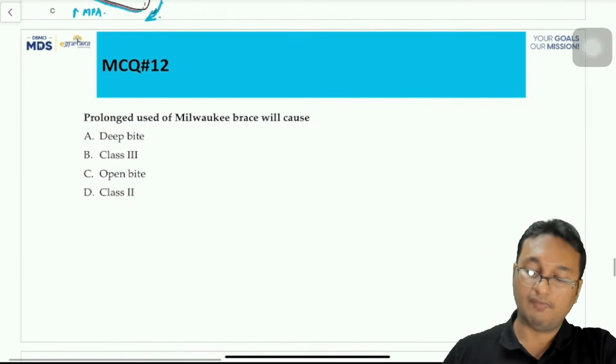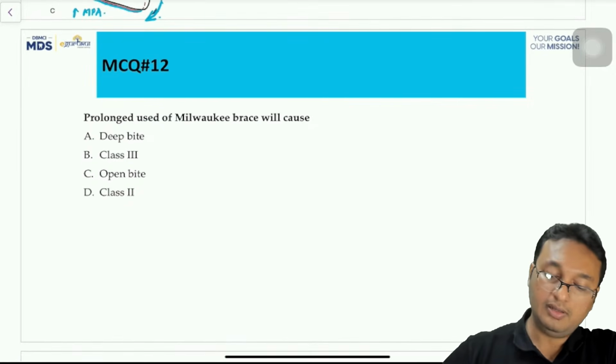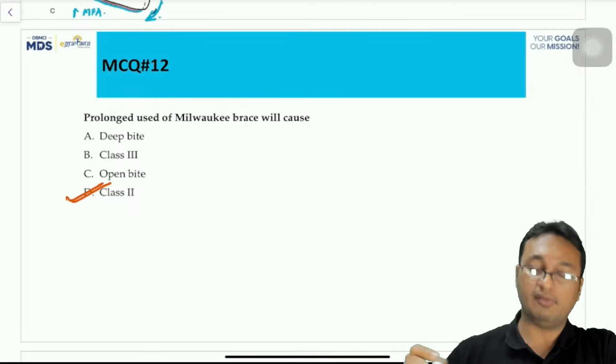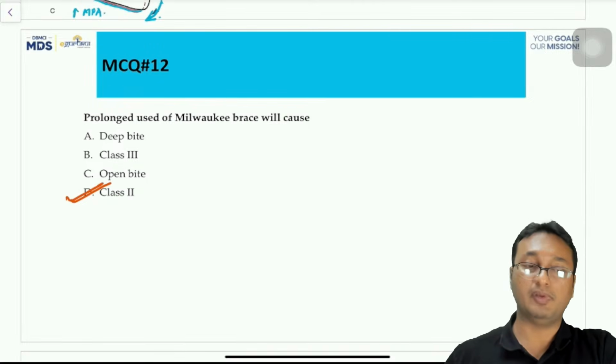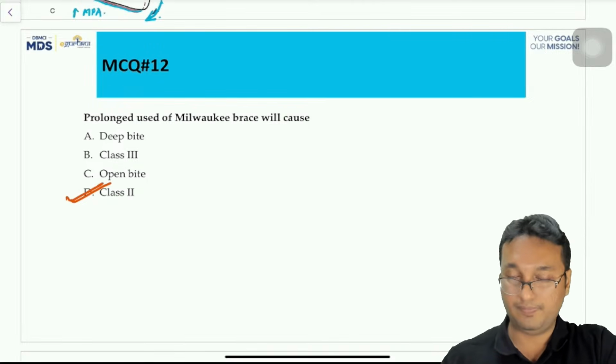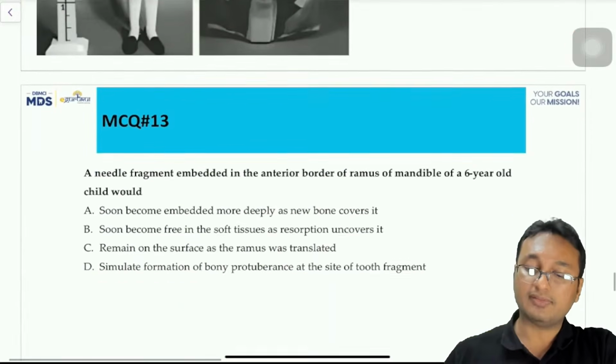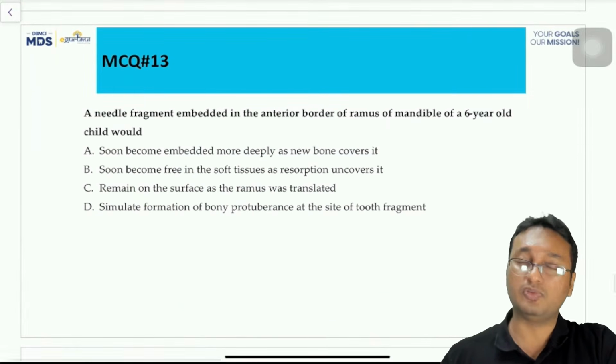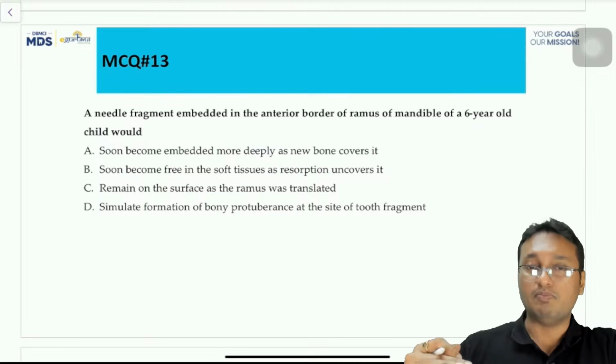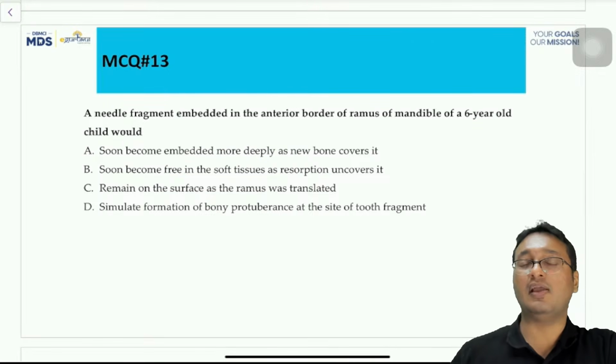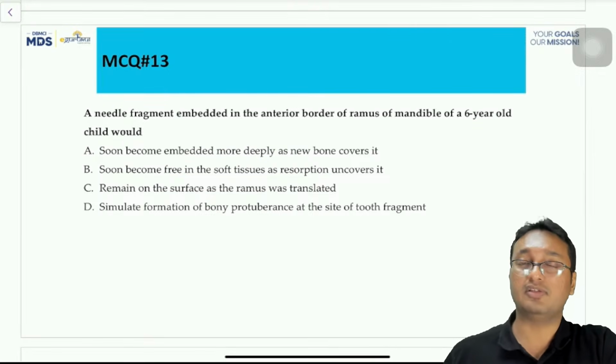So, when the mandible is not able to grow properly, class 2 will be the result. Severe class 2 will be the result because of mandibular retrognathism. That's why it is banned now. It is obsolete. We have much better different types of appliances available nowadays instead of Milwaukee brace.